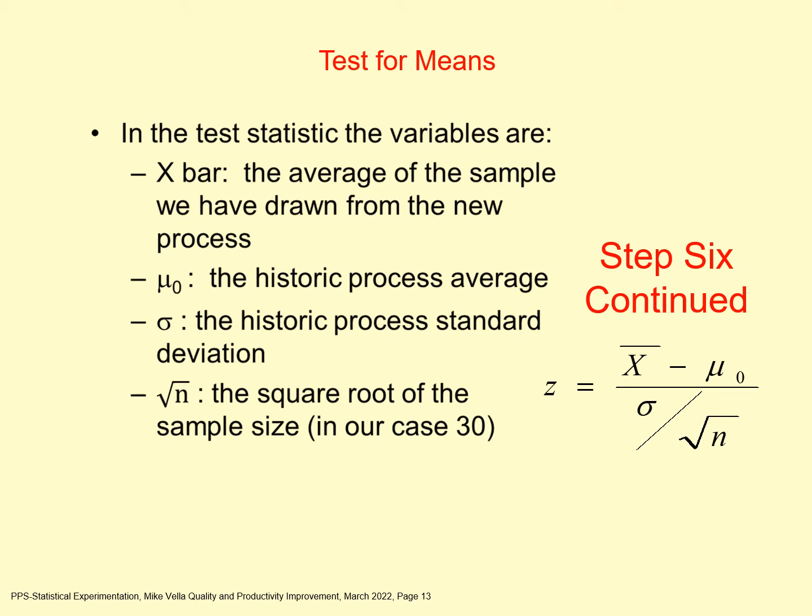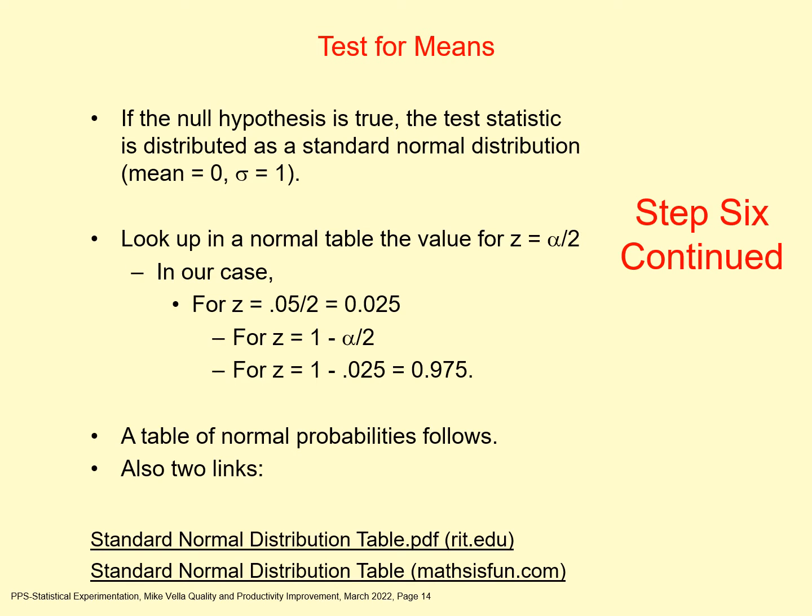In the test statistic, the variables are the X bar, the average of the sample we've drawn from the new process, mu, the historic process average, sigma, the historic process standard deviation, and the square root of n, the square root of our sample size, in this case, 30. If the null hypothesis is true, the test statistic is distributed as a standard normal distribution, and that is mean 0, standard deviation equals 1.